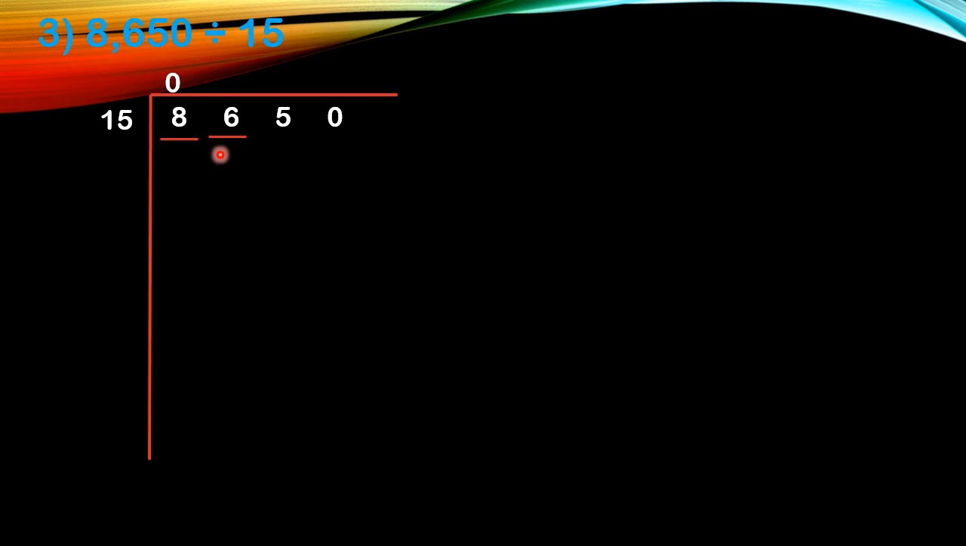So for that first digit, we have to put 0 in the quotient place. Now next we have to round off 15. So 15 is nearest to 20, so we can use the 2 table. 2 4s are 8, so 20 into 4 is 80. This is nearest to 86. Okay, this is not the correct answer. This is approximation only. So for 15 into 4, we have to find out 15 multiplied by 4.